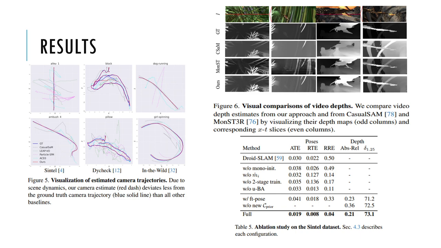Now these are the visual depth maps, CVDs. Visual estimates from MegaSaM, Casual SAM and Mono SAM, by visualizing their depth maps.